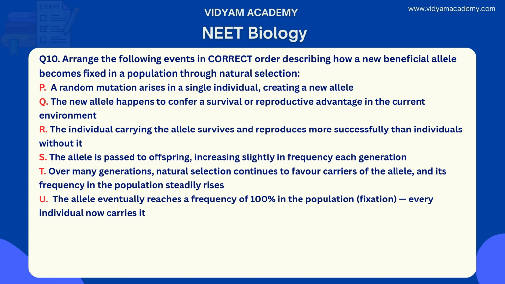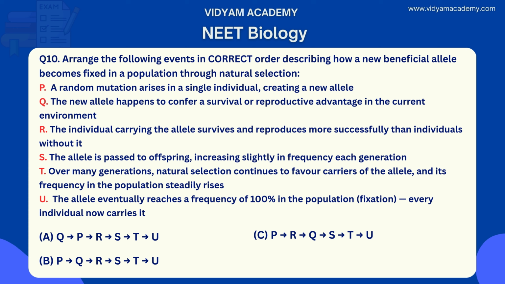S: The allele is passed to offspring, increasing slightly in frequency each generation. T: Over many generations, natural selection continues to favor carriers of the allele and its frequency in the population steadily rises. U: The allele eventually reaches a frequency of 100% in the population, fixation. Every individual now carries it. Options: A, QPRSTU; B, PQRSTU; C, PRQSTU; and D, RPQTSU. What is the right answer?